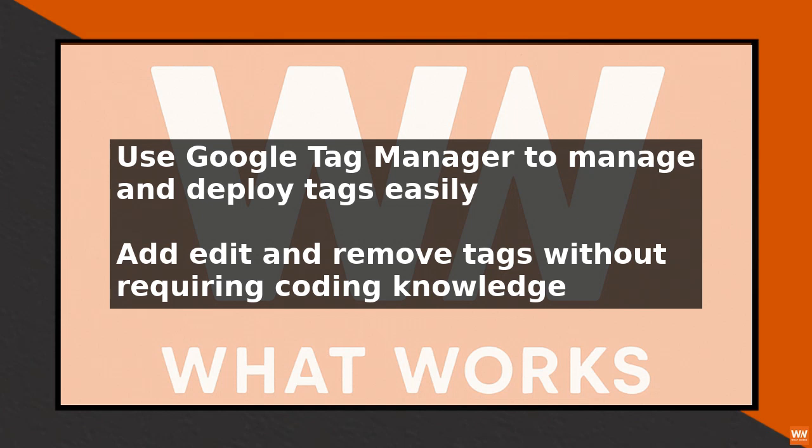The next step is to set up triggers and variables in Google Tag Manager. Triggers are used to specify when a tag should be fired, and variables are used to capture and pass data to your tags. For example, you can set up a trigger to fire a tag when a user clicks on a specific button or completes a purchase.